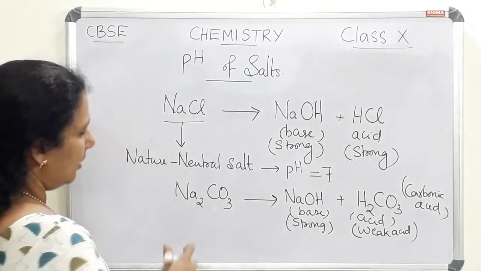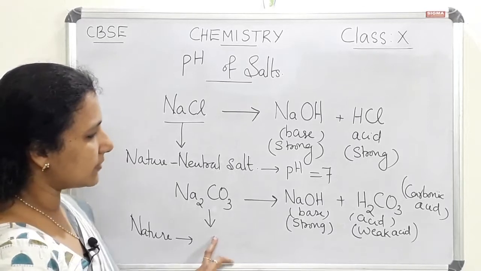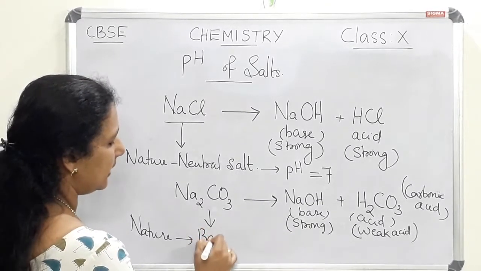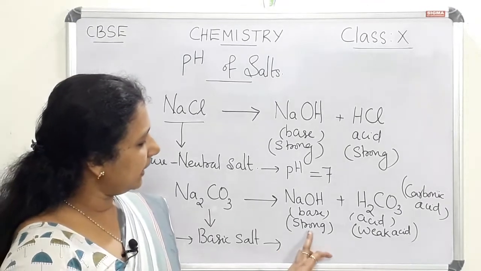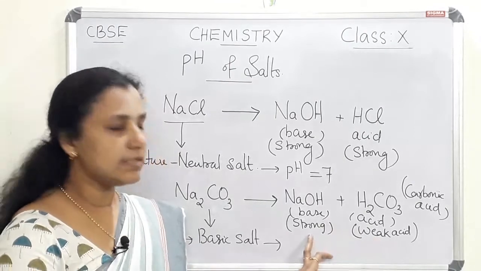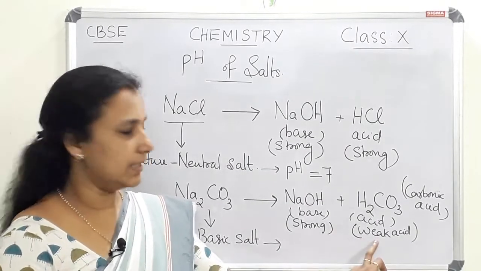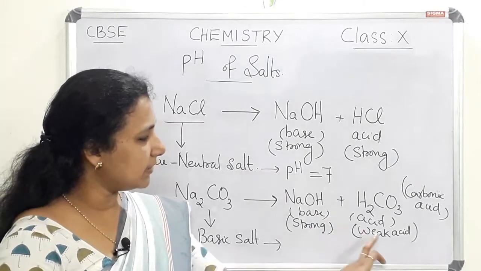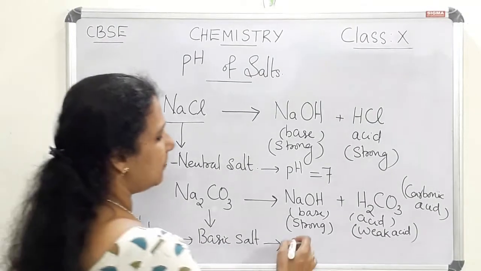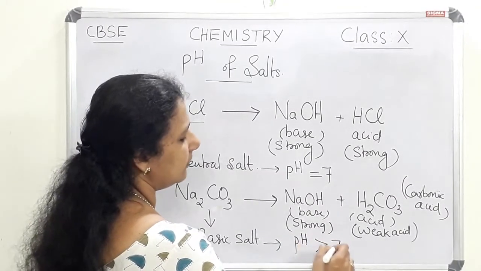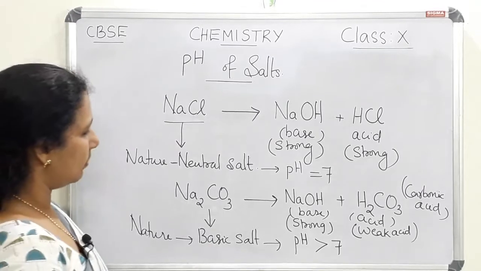So from this we can write the nature of this salt. The nature of this sodium carbonate salt is actually basic. So this is a basic salt. How is it called a basic salt? Here we can see this is a strong base and a weak acid, and the basic character dominates, since it is a strong base. So the basic character is dominating, and the salt formed is basic in nature. And the pH will be more than 7. We know that a base has pH more than 7.